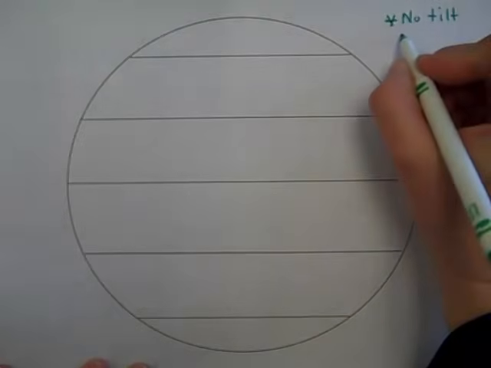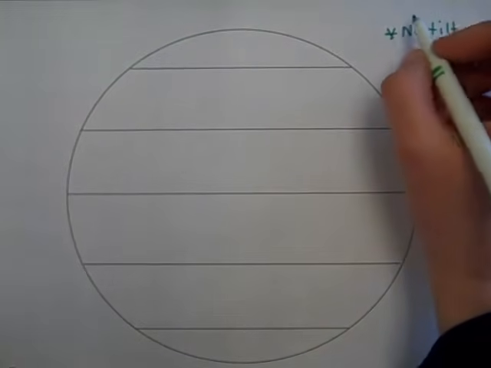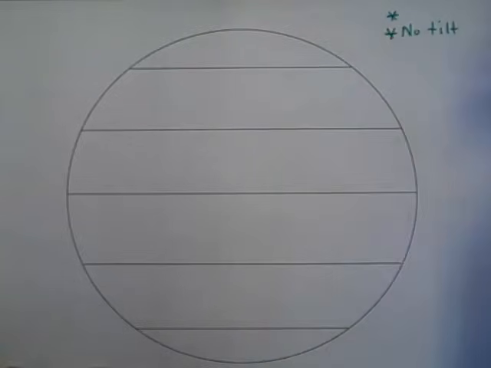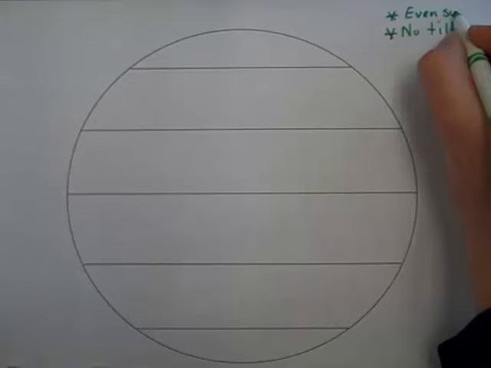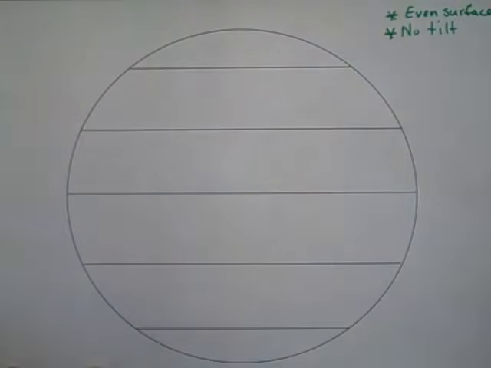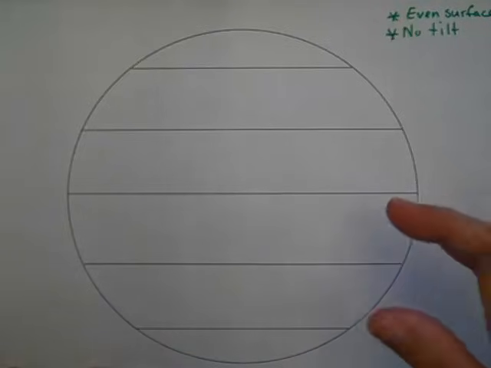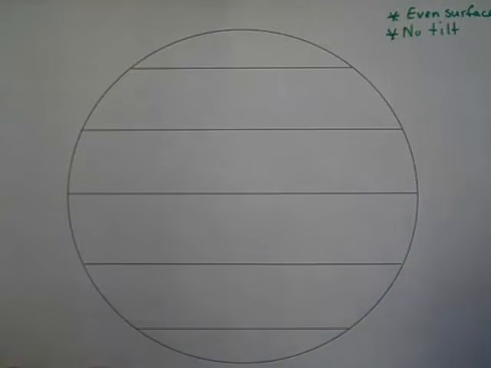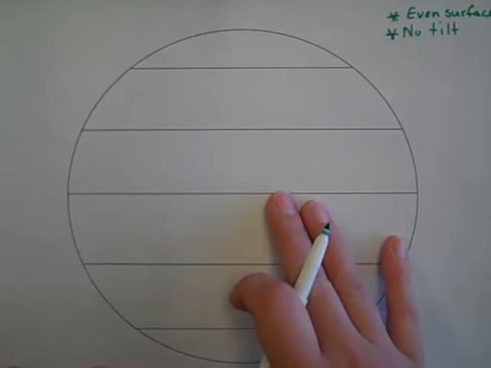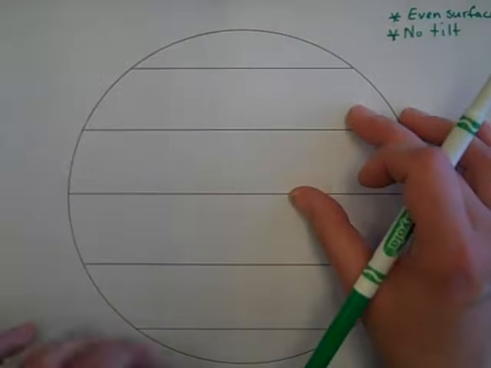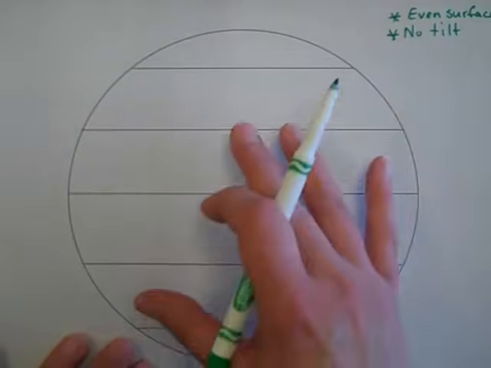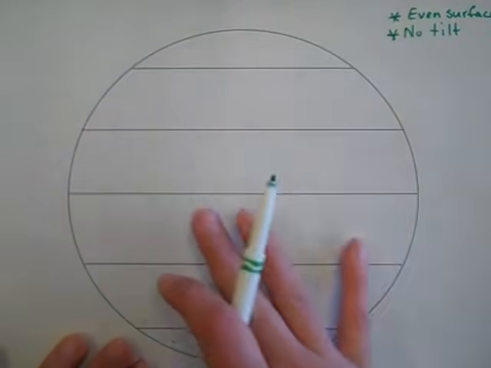We are also going to assume that we have an even surface. What I mean by that is this surface, we can assume that it's all water, we can assume that it's all land, it doesn't really matter. But what we're looking at is all of this is going to heat evenly. So we don't have a landmass over here heating up more than the water over here. So we're looking at an even heating all over our globe.